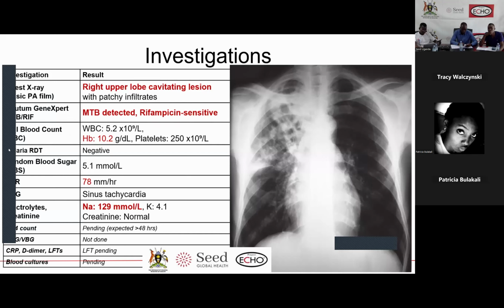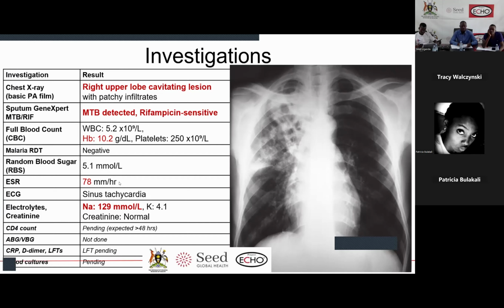As you can see here, I hope it's clear. We have cavitating lesion on the right upper lobe with patchy infiltrate. Sputum for GeneXpert shows MTB and rifampicin sensitive. Our CBC showed an anemia of 10.2 gram per deciliter. Platelet normal, white blood count normal.